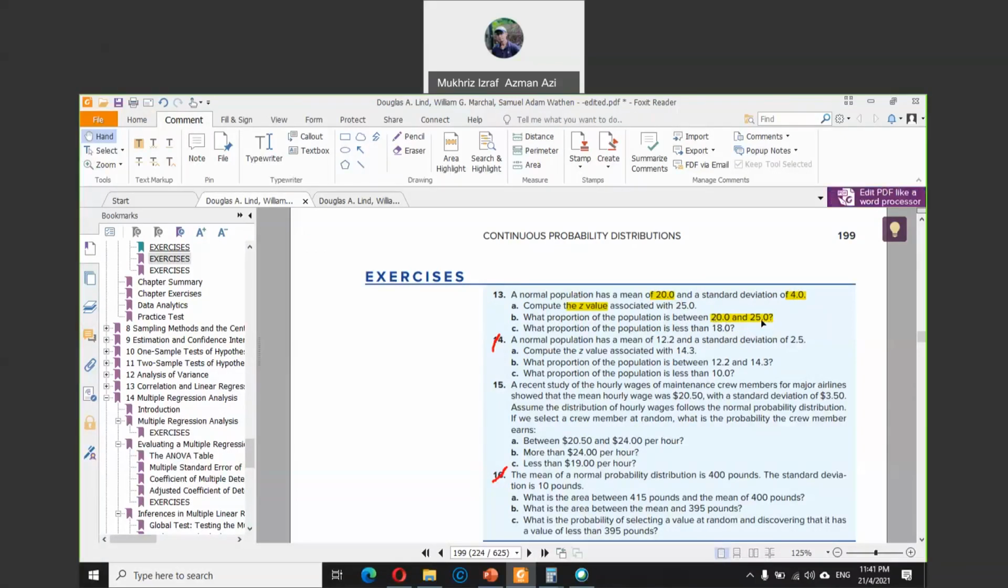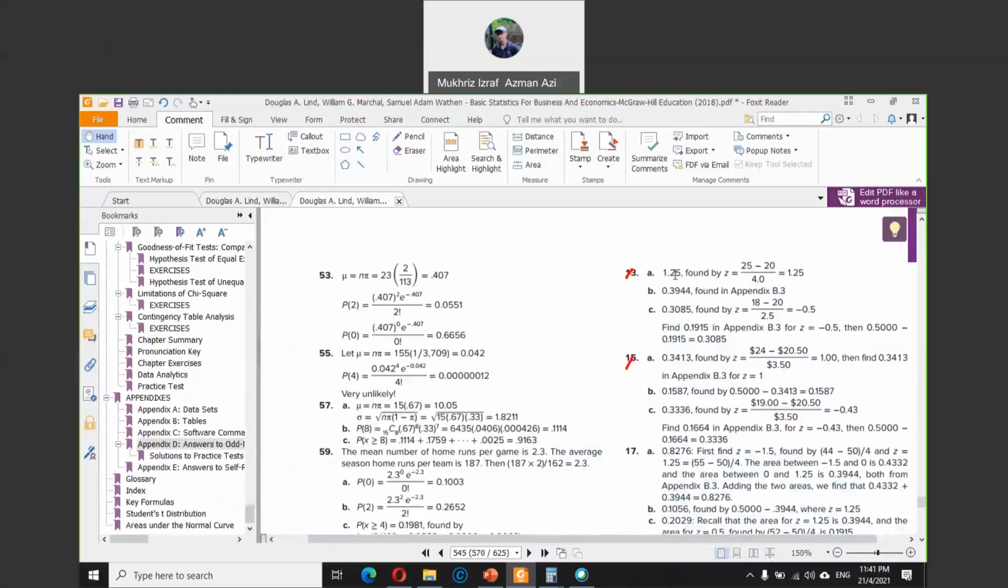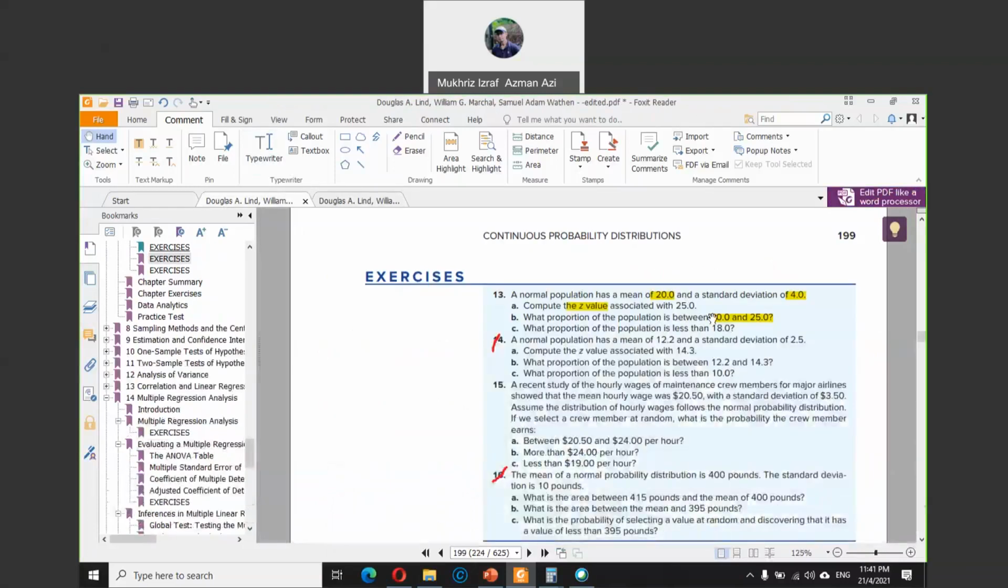For 25, we already know that. From question A, 25 just now is 1.25, correct? From the answer just now, 1.25. So now we know that for 20, the Z value will be 0, and for 25 it will be 1.25.